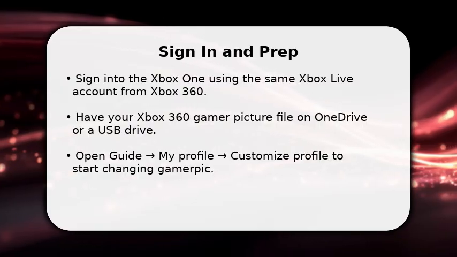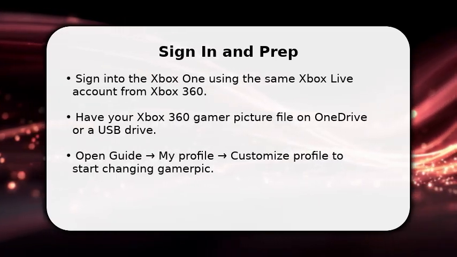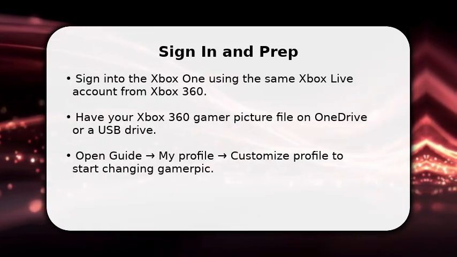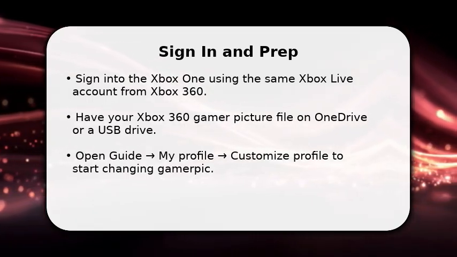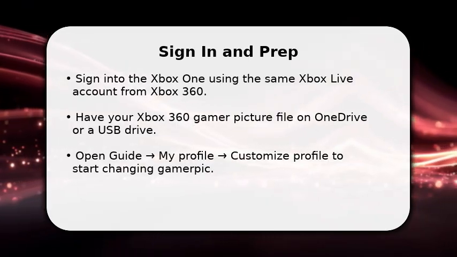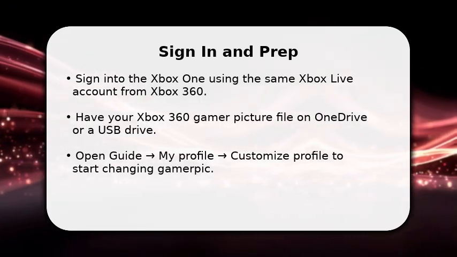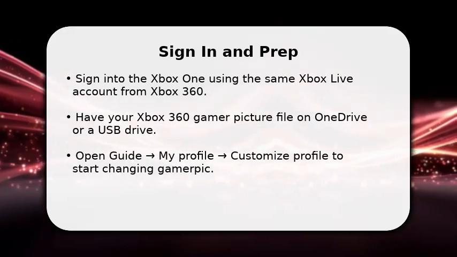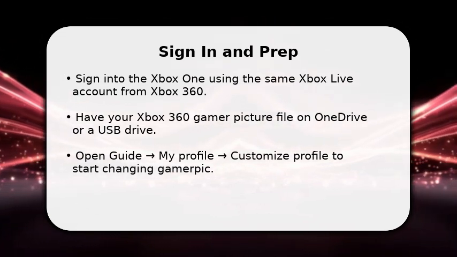You begin by signing into the Xbox One with the exact Xbox Live account you used on your Xbox 360. This preserves your profile and legacy pictures. Once signed in, make sure the Xbox 360 gamer picture file is accessible, either uploaded to OneDrive or copied to a USB drive. Now open the guide, go to My Profile, and select Customize Profile to start. This step connects your account and local media, so you can pick the right image without recreating files.